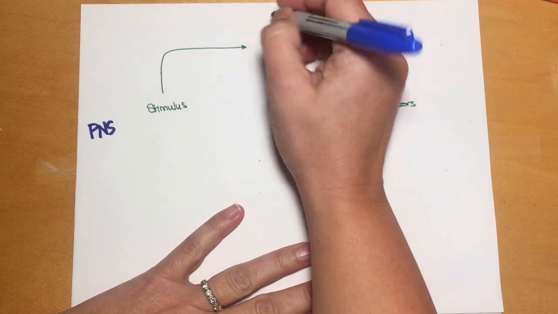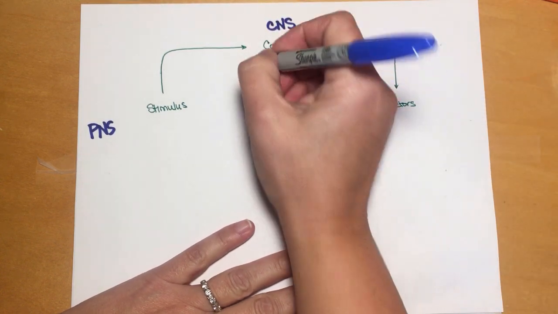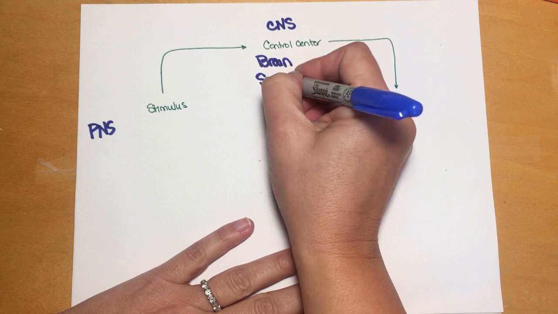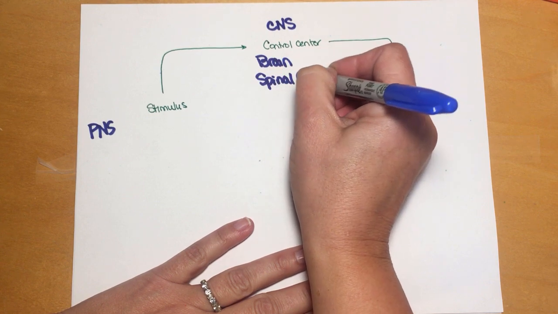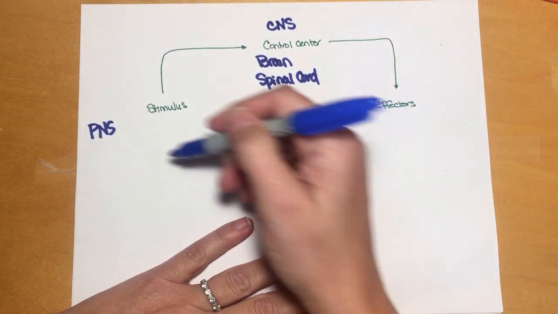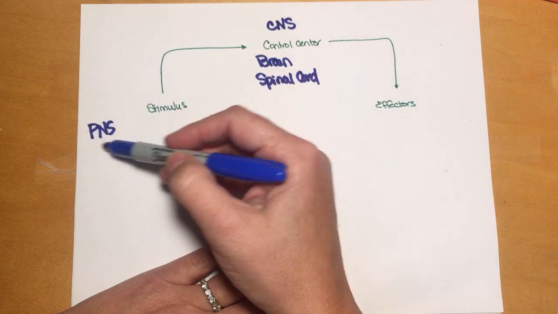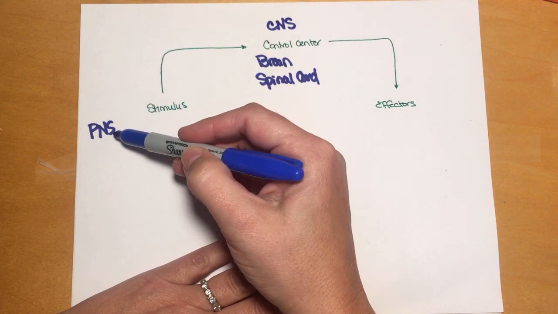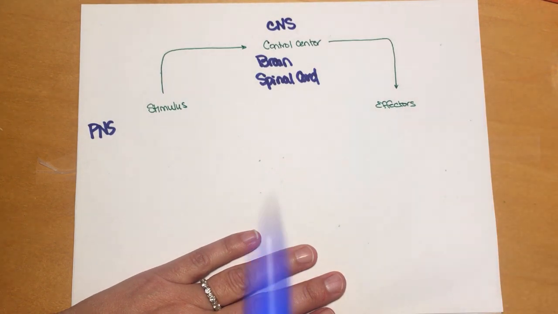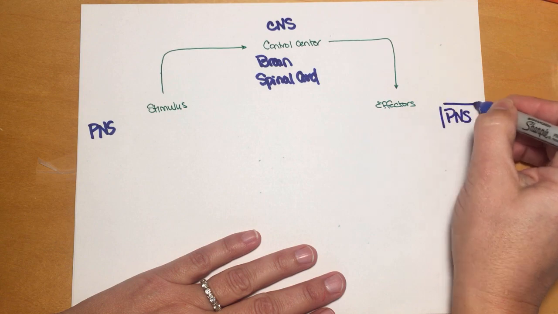The central nervous system consists of the brain and the spinal cord. So anything that's not brain or spinal cord is going to be in the periphery. So when you are using your nervous system, information is going to be brought in from the PNS, the peripheral nervous system, to the central nervous system, and then instructions are going to be sent back out to the periphery again.